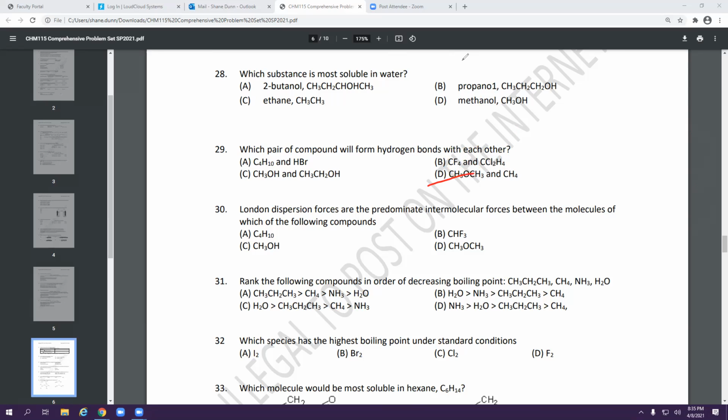But how can this form a hydrogen bond with this guy? C, sorry, D is not right. C is right. Because there's nothing for the hydrogen bond to form over this side. But over here, we have two O's which they can kind of connect to. So the hydrogen always comes first. Yes.